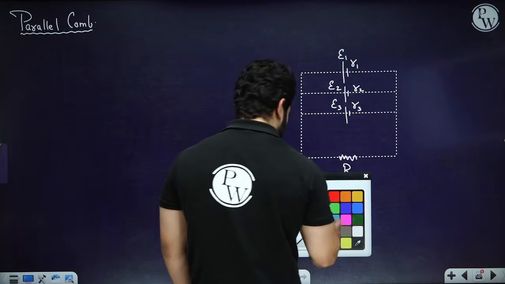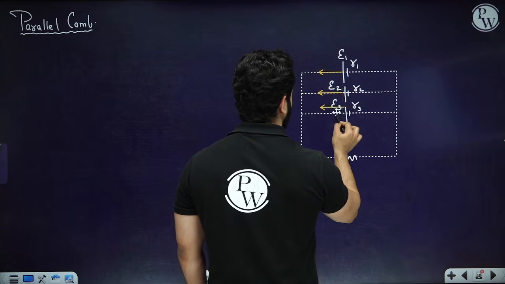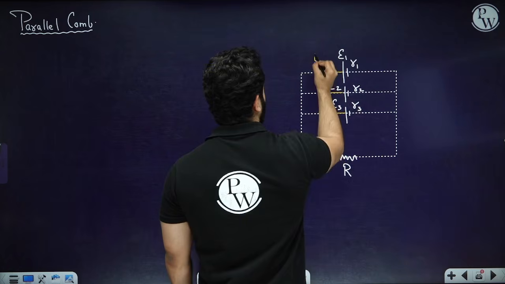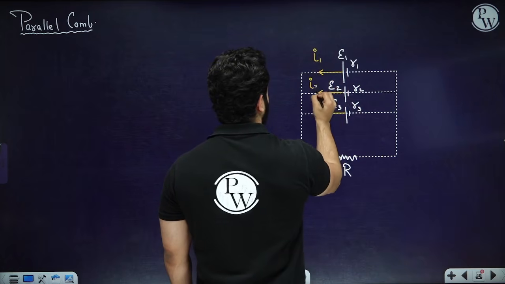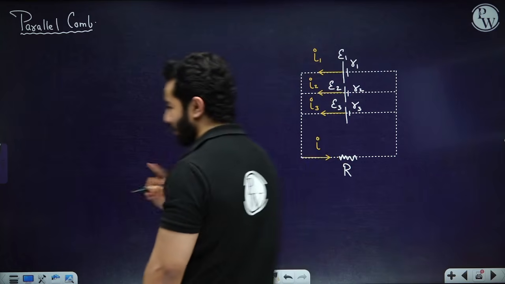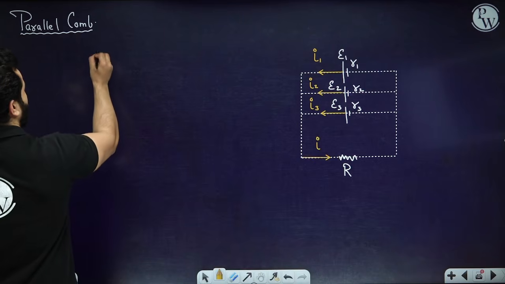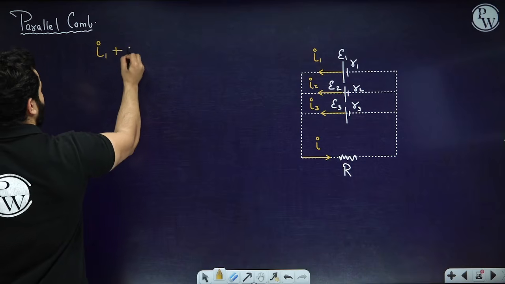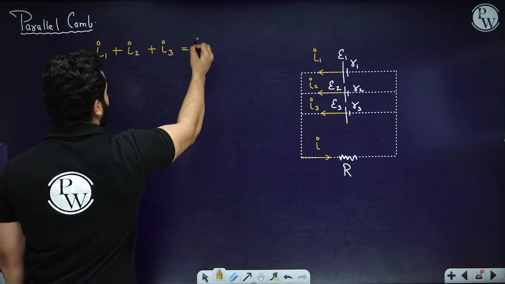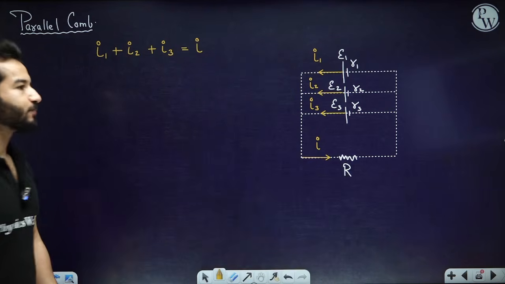In this case, let's say this is current I1, I2, I3, and this is current I. So this is the total current I. Now again, I am going to say the same thing. Let's suppose we mean to find out, this one is going to be I1 plus I2 plus I3 and equals to I. I was saying that again we'll use KCL. I1 plus I2 plus I3 is actually equal to I.